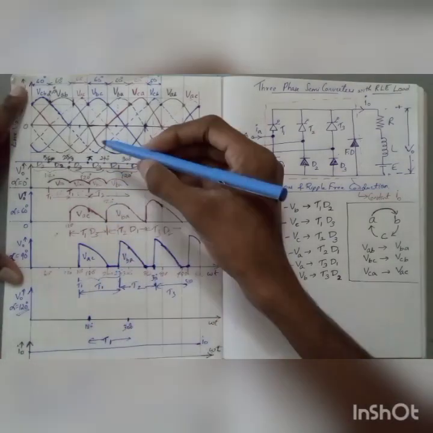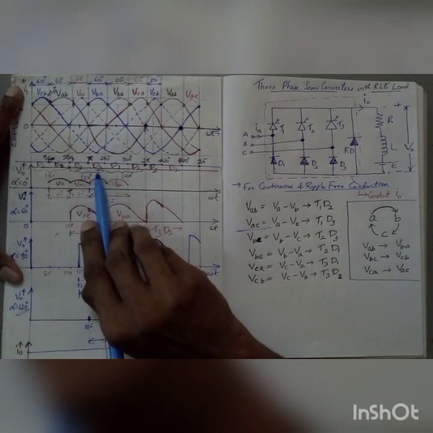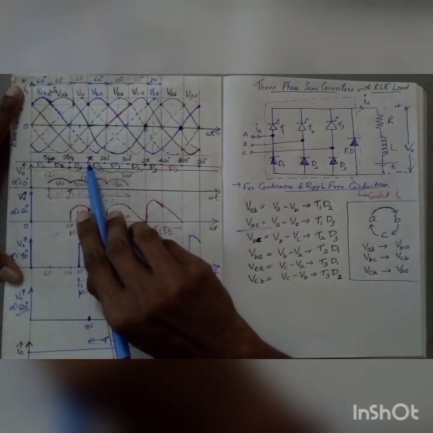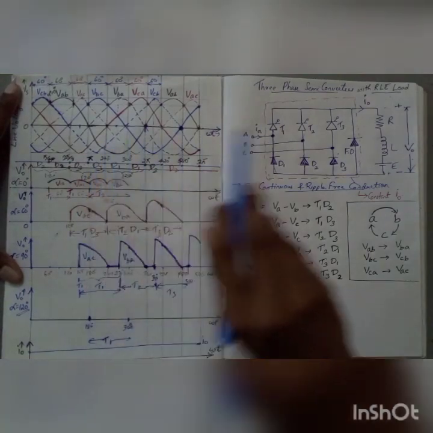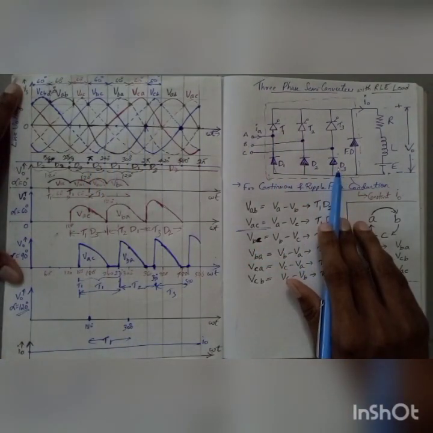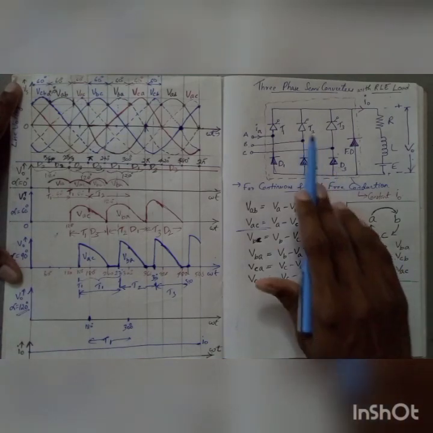We already know that at omega t is equal to 180 degree, D3 is in conducting state. So when I trigger my thyristor 1 at omega t is equal to 180 degree, what is the combination of devices? T1 and D3 will be conducting from omega t is equal to 180 degree onwards.